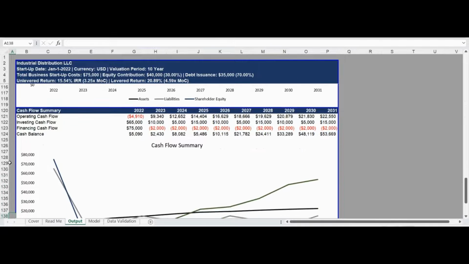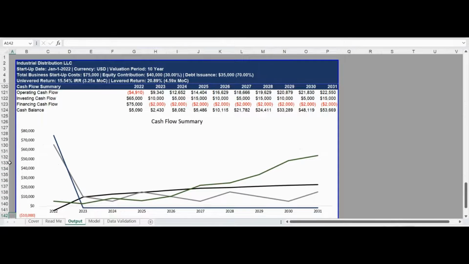The final section of the output report is the cash flow summary showing the annual operating, investing, and financing cash flow as well as the annual ending cash balance. The information is organized as an easy-to-understand data table as well as a line chart.